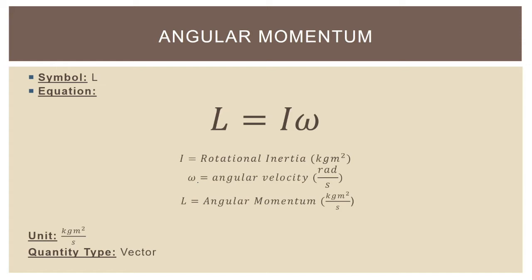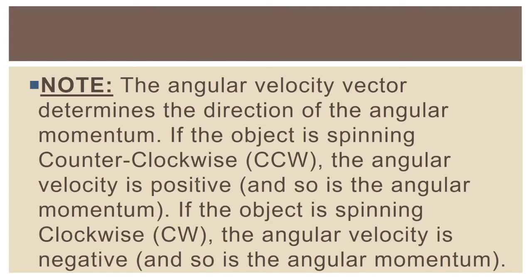Now, an important point that we should make about angular momentum is that it is a vector. And just like linear momentum, because linear momentum gets its direction from the direction of the vector it's based on, the velocity, the angular momentum has the same relationship to the angular velocity. The angular velocity vector determines the direction of the angular momentum. If the object is spinning counterclockwise, abbreviated CCW, the angular velocity is positive, and so is the angular momentum. If the object is spinning clockwise, CW, the angular velocity is negative, and so is the angular momentum.